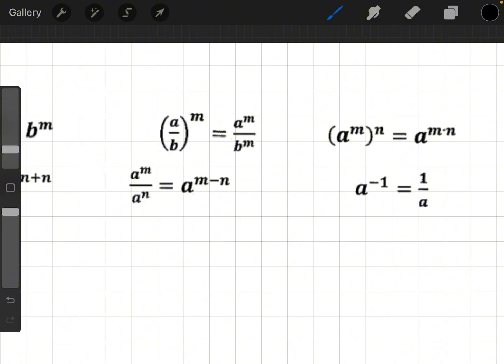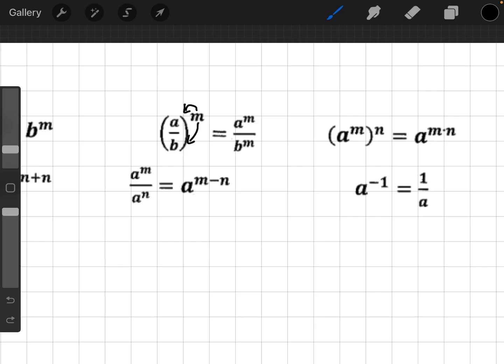The next is (a over b) to the power of m equals a to the power of m over b to the power of m. So this m will distribute to both parts of the expression. Then, (a to the power of m) to the power of n equals a to the power of m times n. So these two will just multiply.